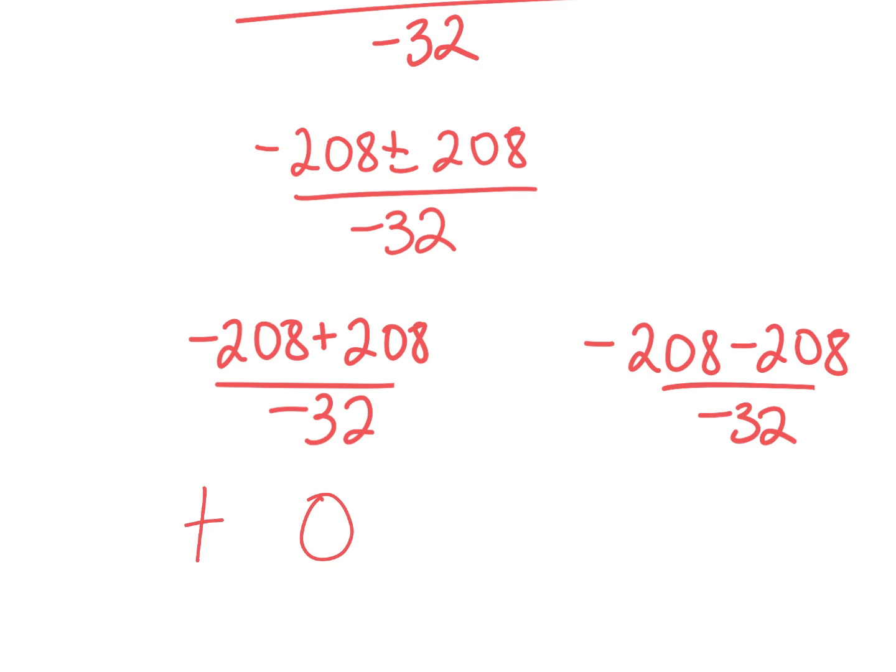0. So t equals 0. The next one, negative 208 minus 208, hit enter and divide by negative 32. 13.